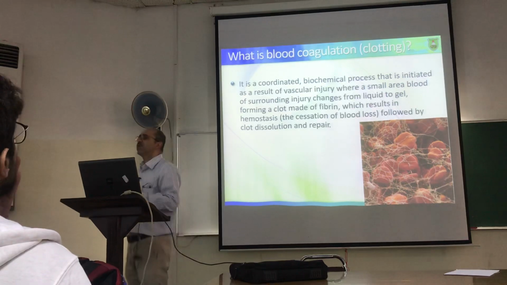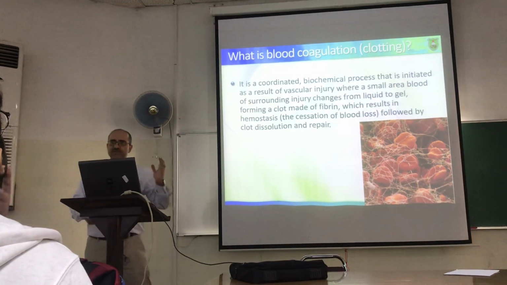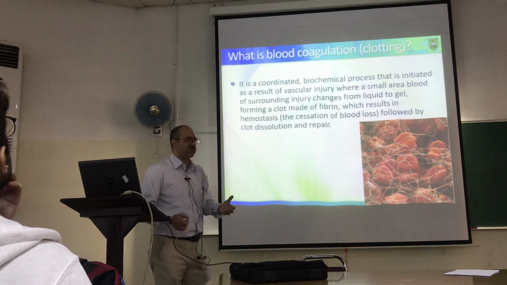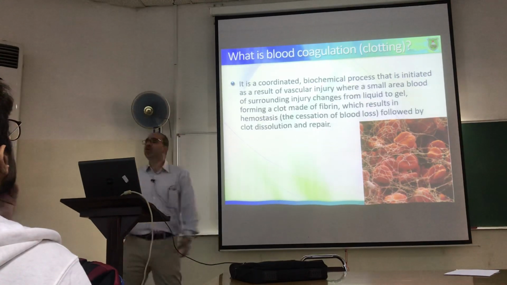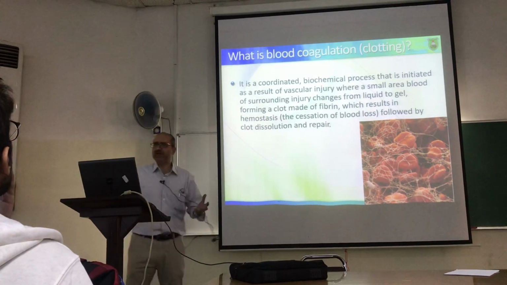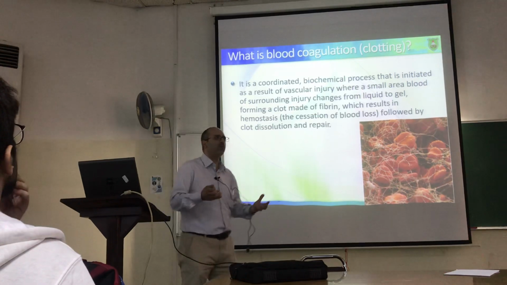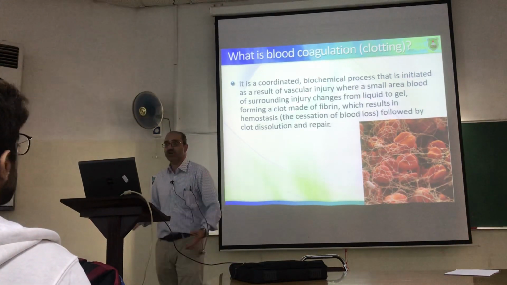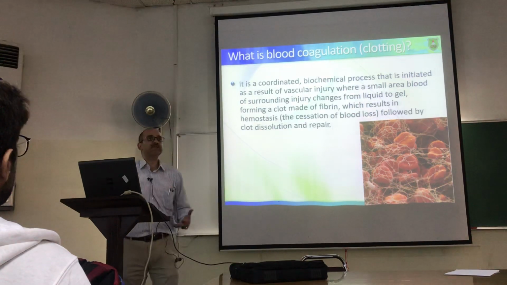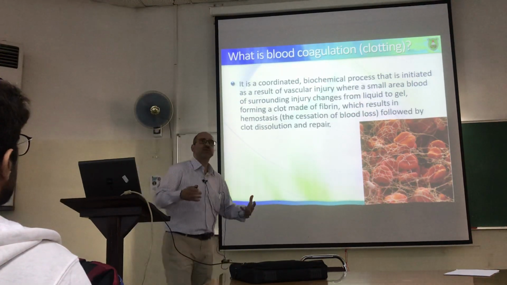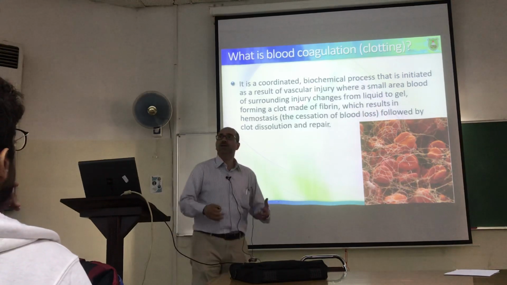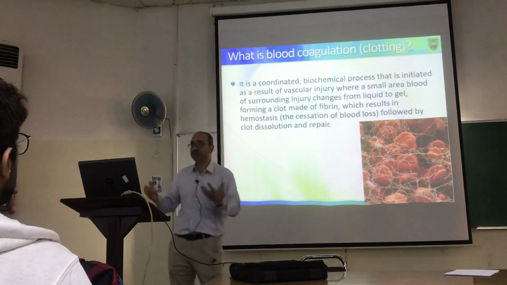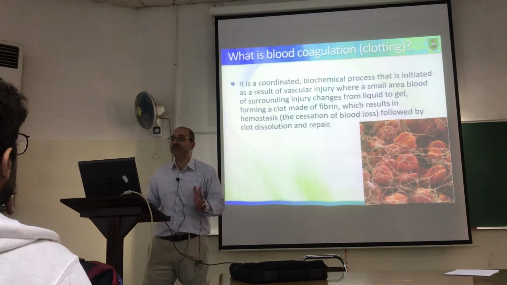So blood coagulation, what is blood clotting or coagulation? This is a definition that I modified myself. So basically it is a coordinated process. You would see how coordinated, how beautiful this process is. It's a biochemical process as well. We're talking about enzymes, proteins, protein-protein interaction, enzyme inhibition.